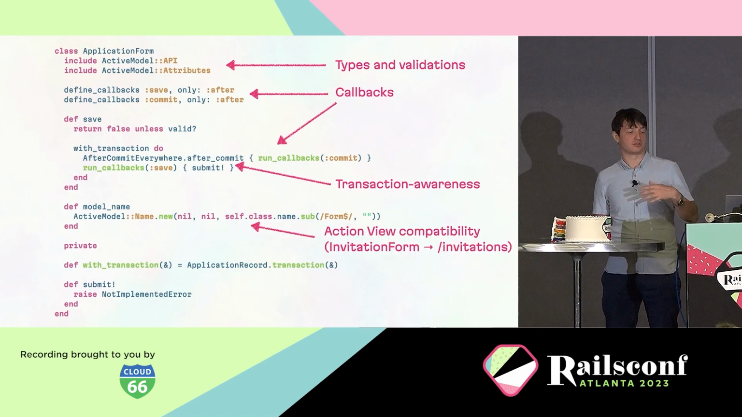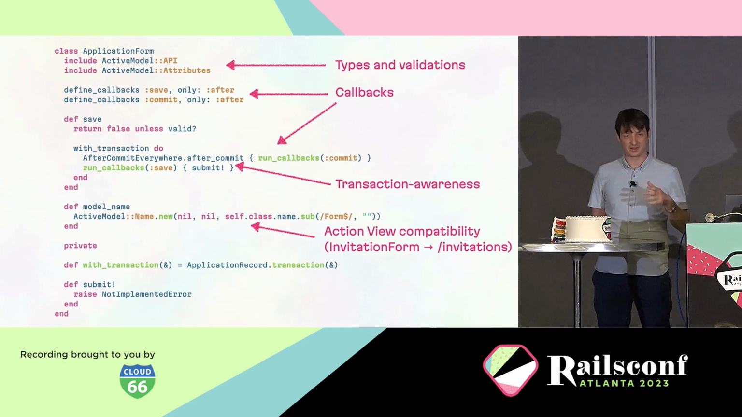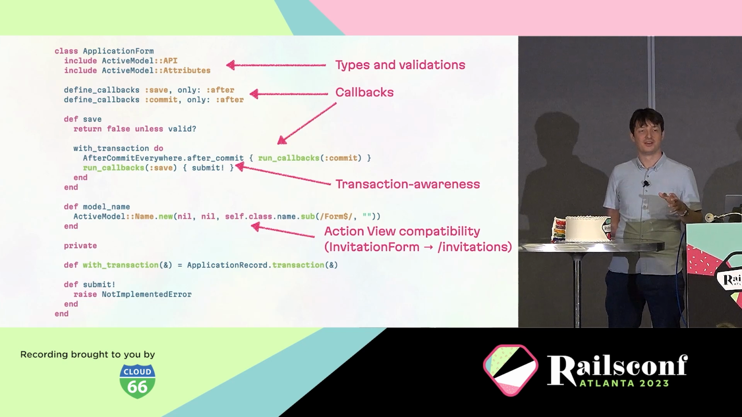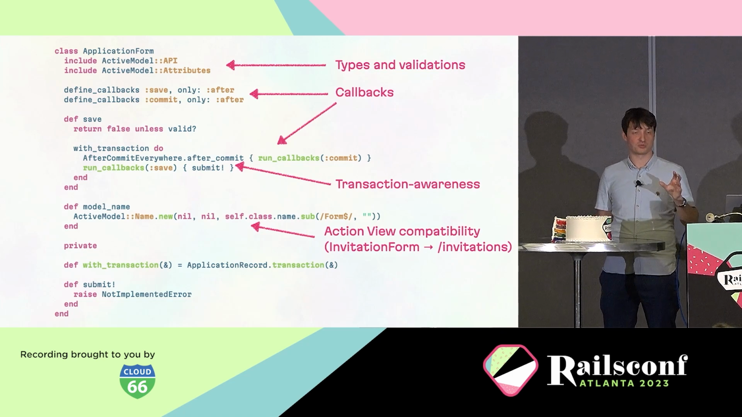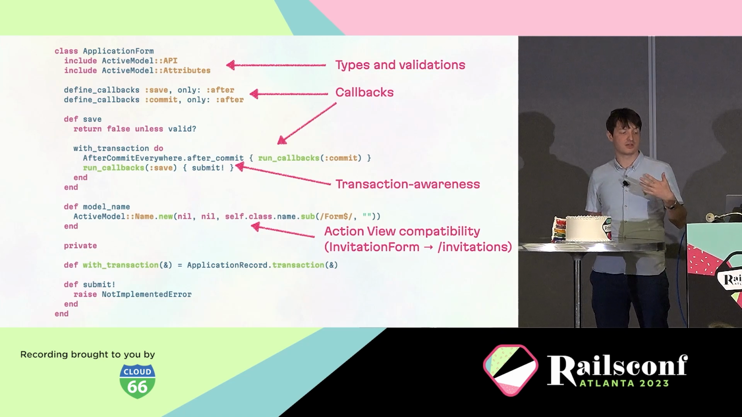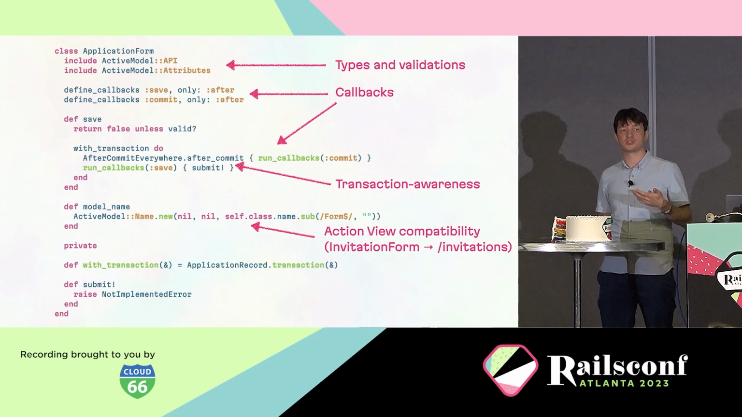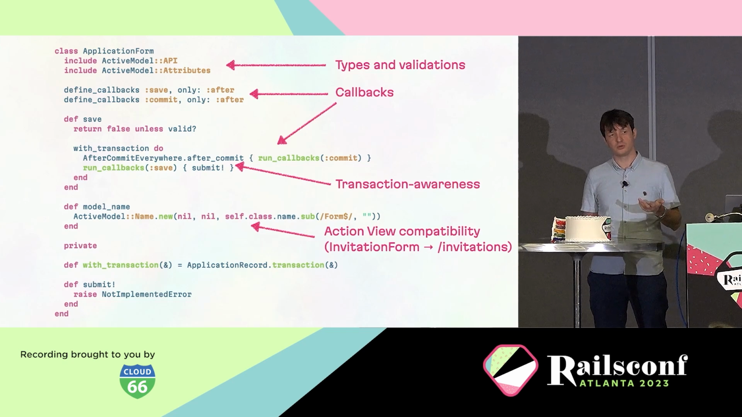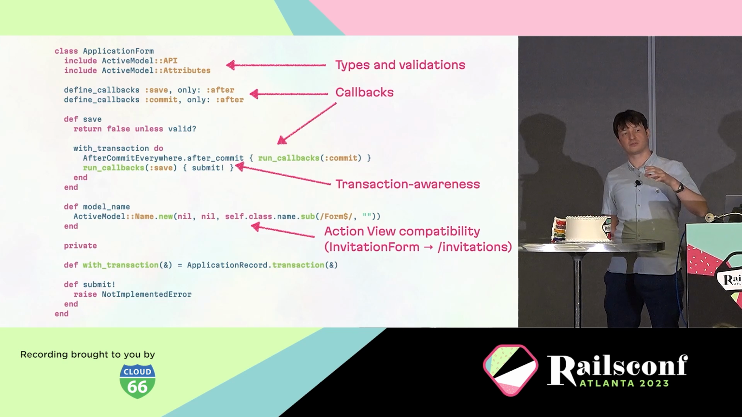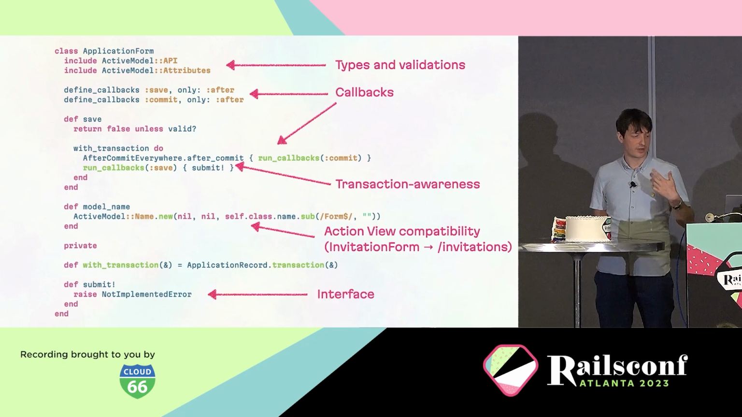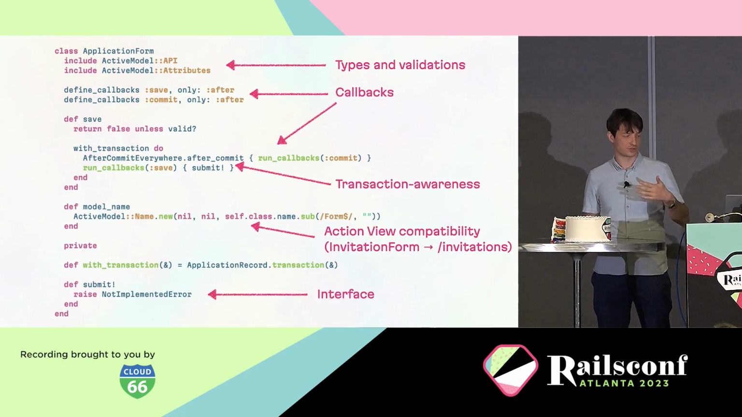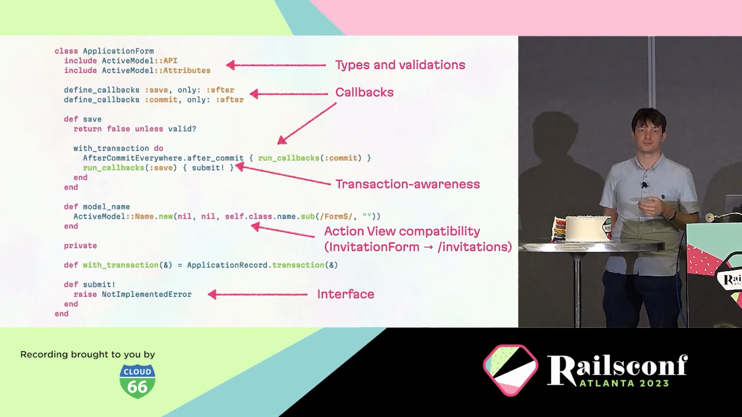And finally, this bit is responsible for Action View compatibility. Yeah, that may sound cryptic. We should probably make a pull request to Rails to make such modification easier. But it gives us compatibility with the Action View layer if we follow the convention, because we have a convention of naming forms. If it's an invitation form, then we expect the path, the route, to be invitations. So it's kind of an invitation resource. And finally, we have an interface, which is not implemented in the base object.